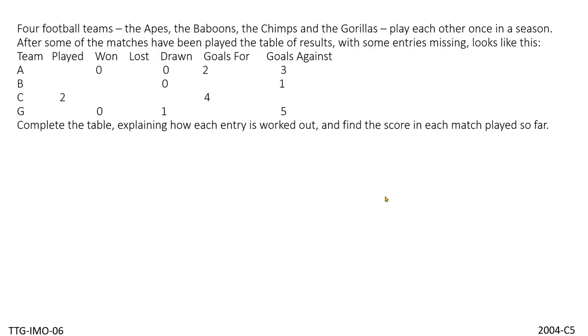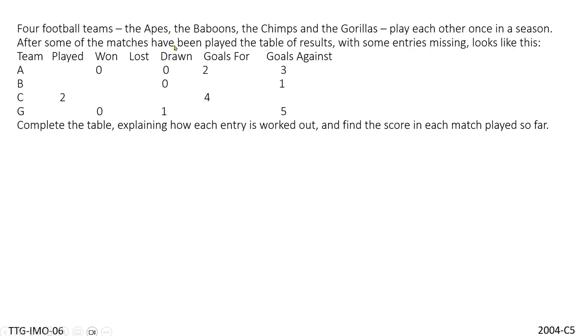Again, we'll come back to the league games. So there are four football teams which are called Apes, Baboons, Chimps, and Gorillas. For the short form, we'll call them A, B, C, and G. Okay, and they all play each other once in a season.